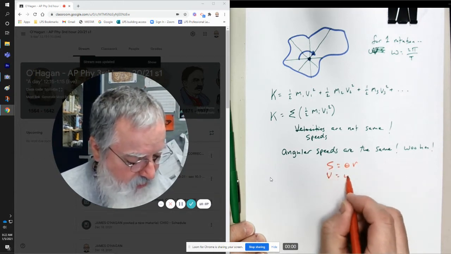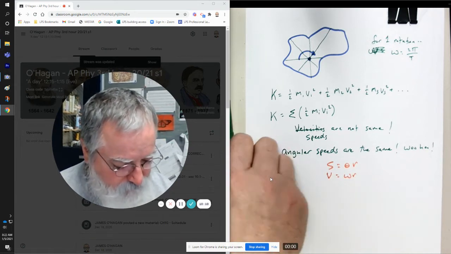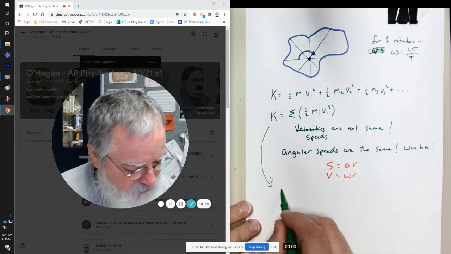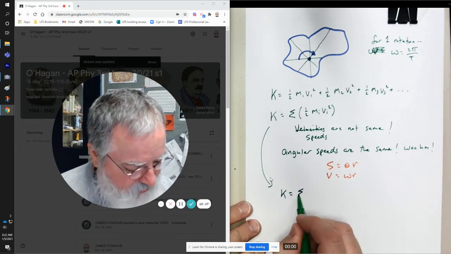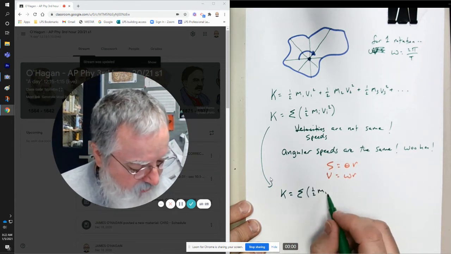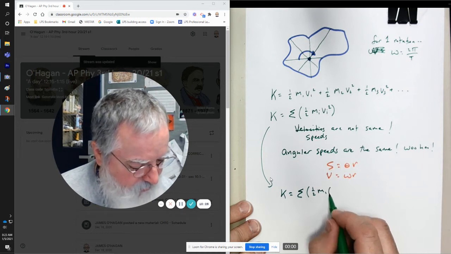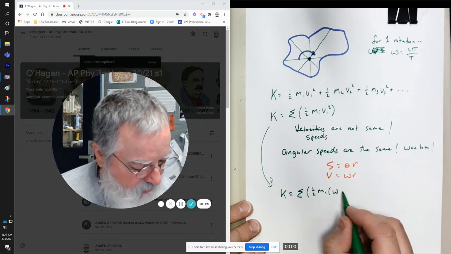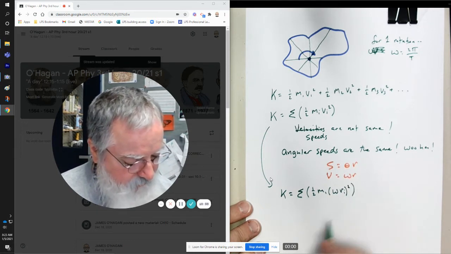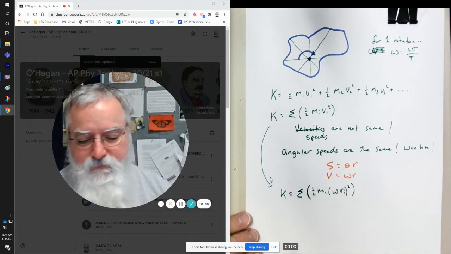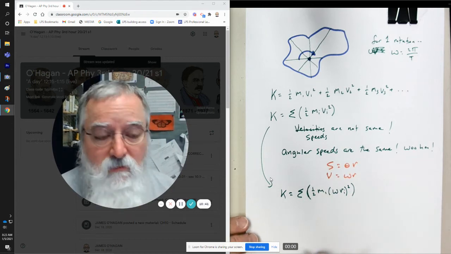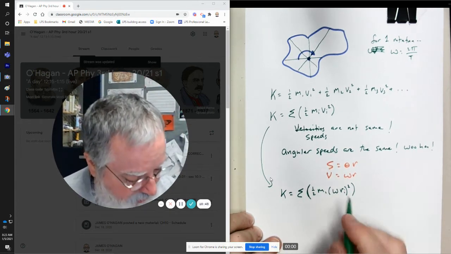So v equals omega r. Okay, so here we go. Let's now make our substitution into this. So the kinetic energy ends up being the summation of 1/2 m_i times, I'm going to put another parenthesis in here, omega r_i, and that's squared. Big parentheses around the whole thing. And I don't need a subscript on my omega because they all have the same speeds. Remember? So I don't need that little i there.